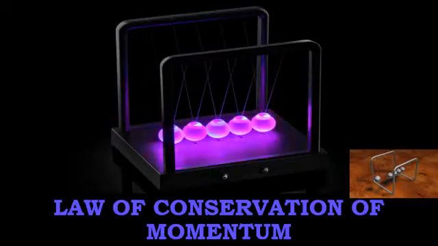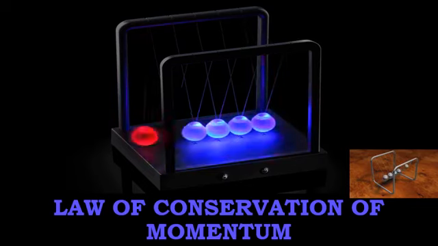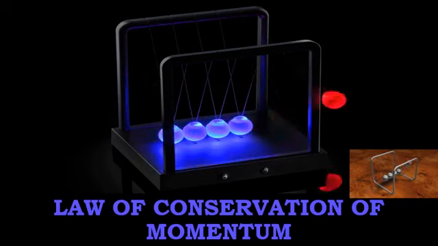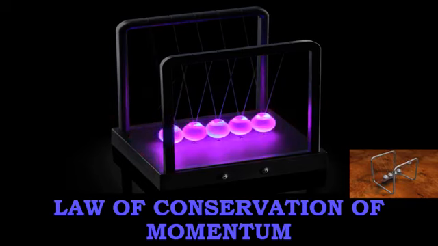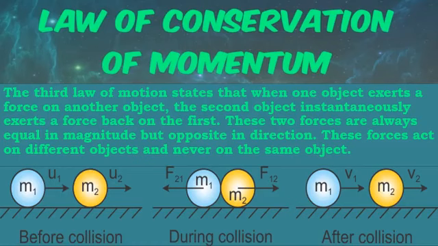Next is the final concept, the law of conservation of momentum. Here we are learning that momentum is going to be conserved. We learned that momentum is nothing but the product of mass and velocity, and this momentum is going to be conserved during the motion of the object. The law of conservation of momentum states that when an object exerts a force on another object, the second object will again exert a force back on the first object. They are equal in magnitude but opposite in direction, and they never act on the same object, but on different objects.